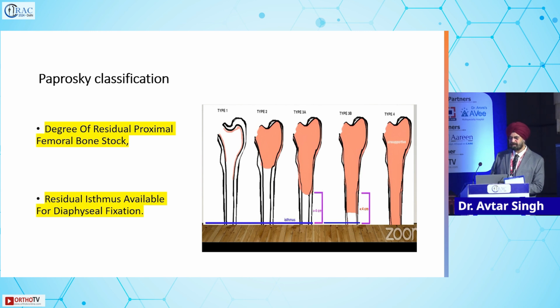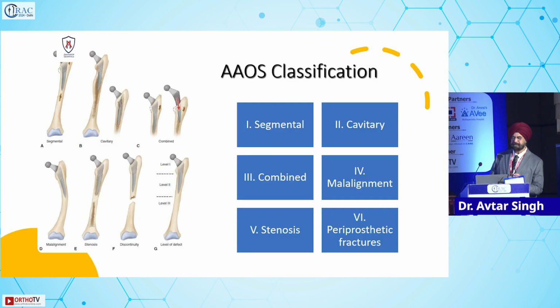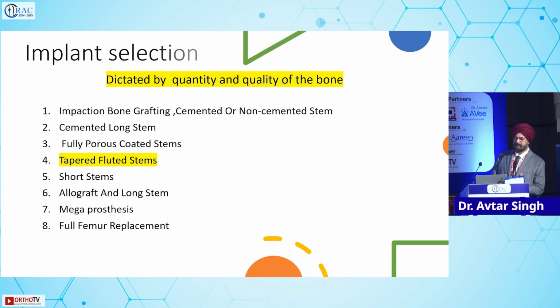Paprosky is the most commonly used classification, and it depends on the degree of residual proximal femoral bone stock and the residual isthmus available for diaphyseal fixation. If more than 4 centimeters of scratch fit is available, then it's 3A, and if less than 4 centimeters, then 3B, and totally unsupportive is 4. And then there are a few things which Paprosky doesn't cover. It doesn't cover the stenosis, malalignments, and periprosthetic fractures. So you can end up using a combination.